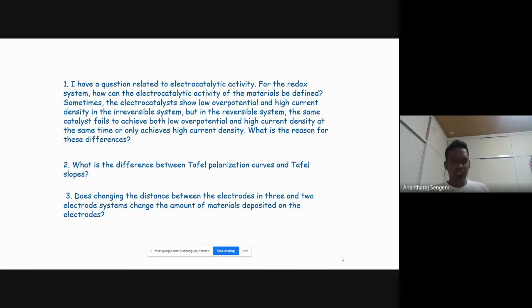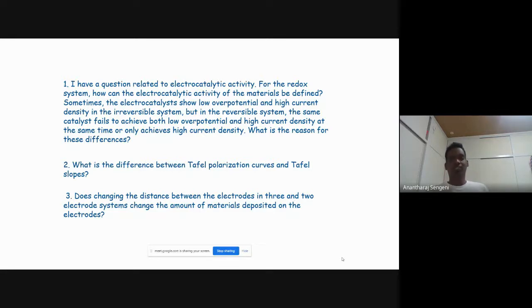So let's start with the first question. I have a question related to electrocatalytic activity. For the redox system, how can the electrocatalytic activity of materials be defined? Sometimes electrocatalysts show lower potential and high current density in an irreversible system, but in a reversible system, the same catalyst fails to achieve both low overpotential and high current density at the same time, or only achieves high current density. What is the reason for these differences?